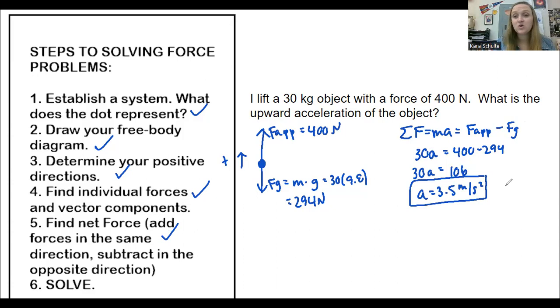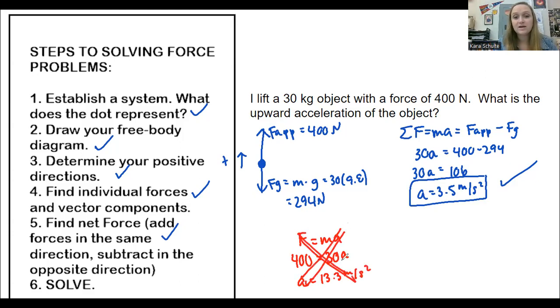So this is the correct way to do this problem. I want to show you a mistake a lot of people make so you don't make it. A lot of people, if they have the idea that force is equal to mass times acceleration, are going to see this problem right away and go, okay, I've got a force, that's 400. I've got a mass of 30, and we need acceleration. 400 divided by 30, they're going to get an acceleration of 13.3 meters per second squared.